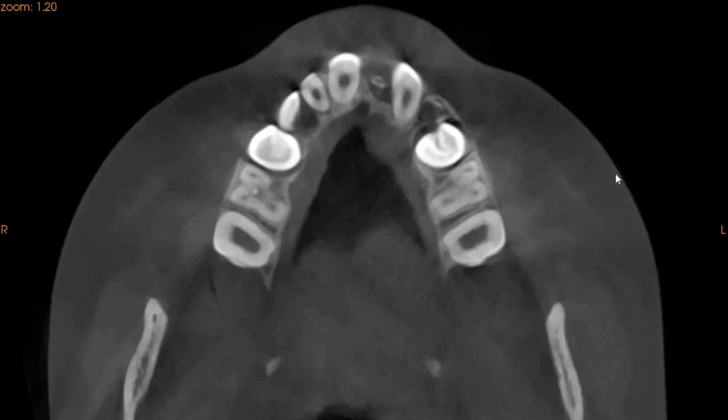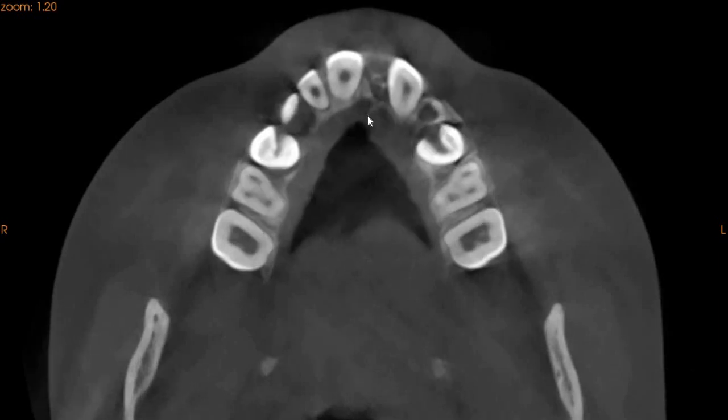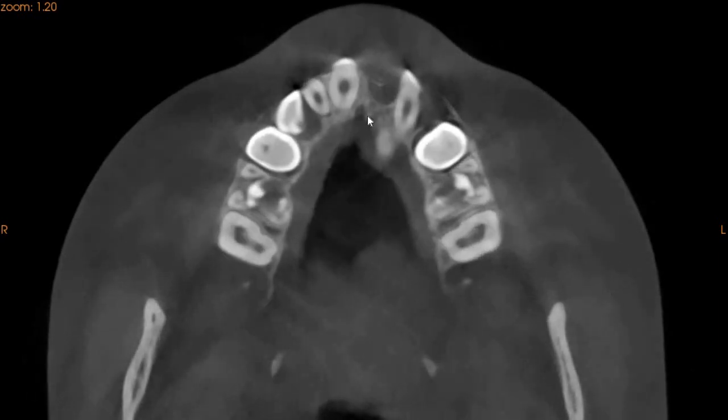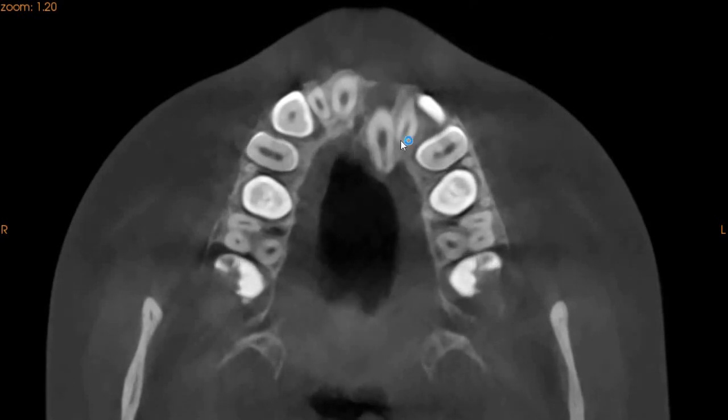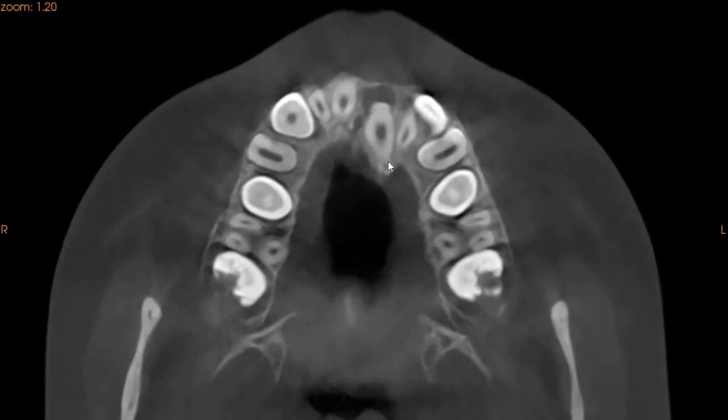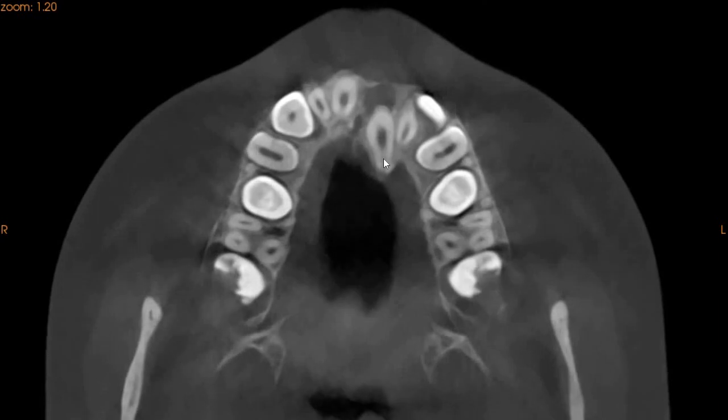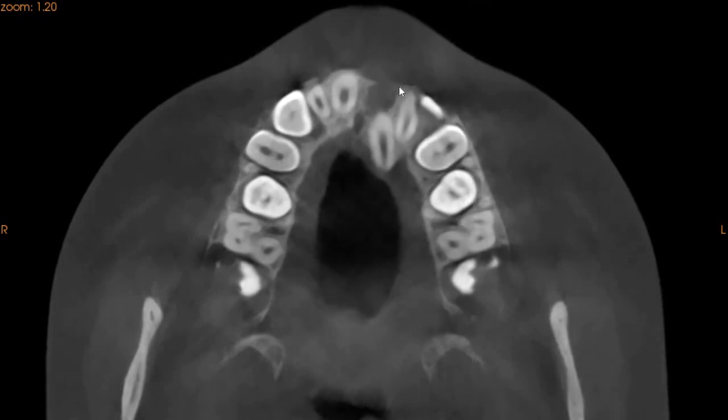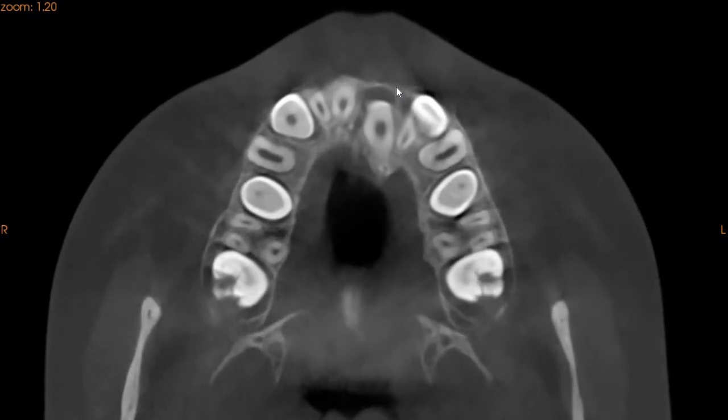This is the upper left lateral incisor. Moving further apically, here we can see the appearance of the upper left central incisor. The roots are placed quite apically, quite palatally. There is a radiolucent area. It could be a cystic lesion, it is unilocular, or it could just be an eruption related radiolucency.